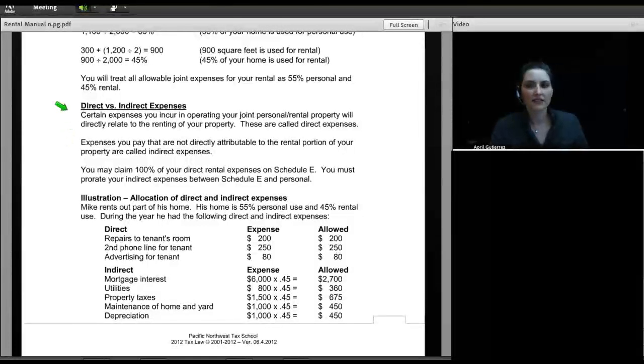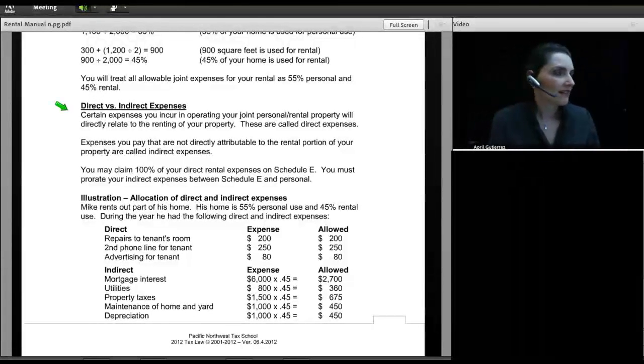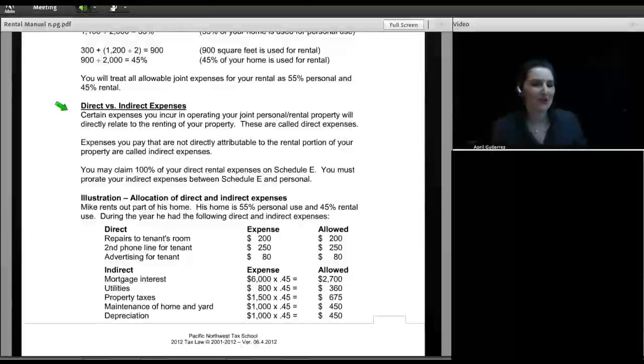That leads us to the next discussion topic, which is direct versus indirect expenses. You may have noticed that your tax software has lines. One line or one column will be for direct expenses, and one column will be for indirect expenses. Your job would be to get the expense into the correct column. If you get into the wrong column, the software will do the wrong thing with it.